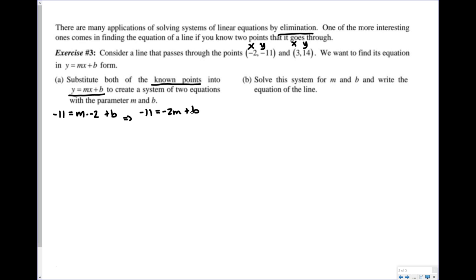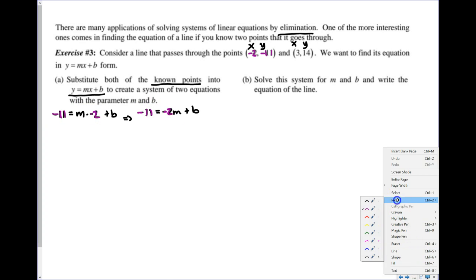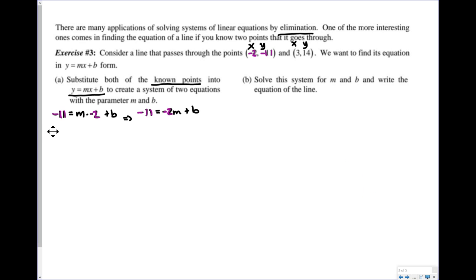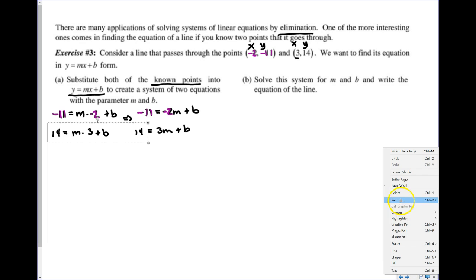The second equation is the 3 and the 14. So this is like -2, -11, and I'm plugging it in here. The second equation is this 3, 14. So I'm going to have y, my 14, equals m times my x value, 3, plus b. Written in a nicer way, that's going to be 14 equals 3m plus b. So I've created a system using these x and y values. Now I'm going to solve it in part B.